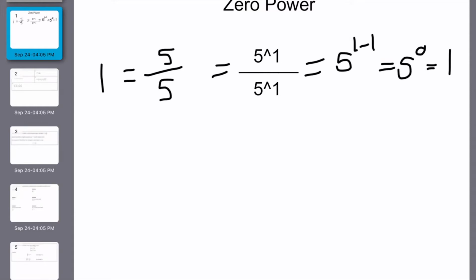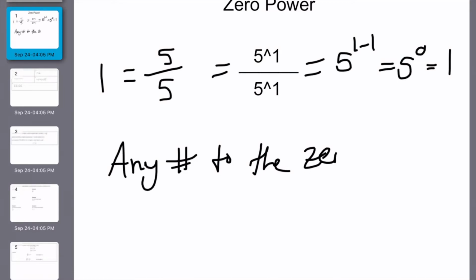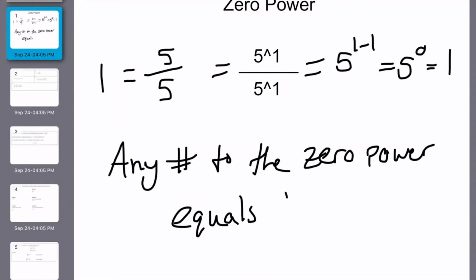And that is essentially our exponent law right there. Any number to the 0 power equals 1. And that's essentially it. So any number to the 0 power is equal to 1. And that also goes for variables as well. If I have x to the 0 power, that is the same thing as 1. So let's do a couple of example problems.